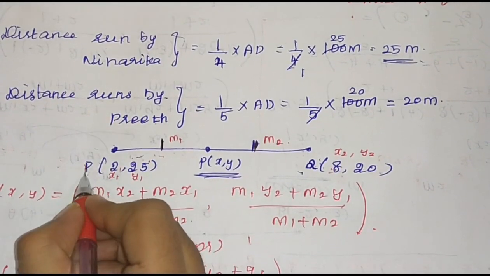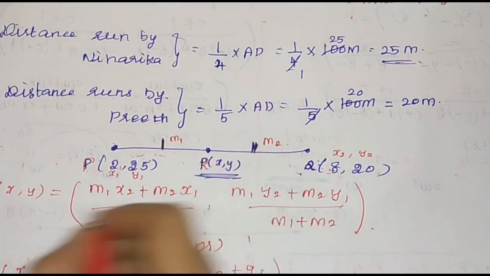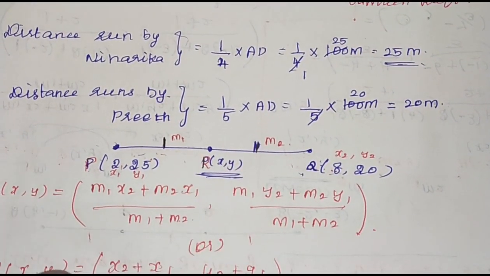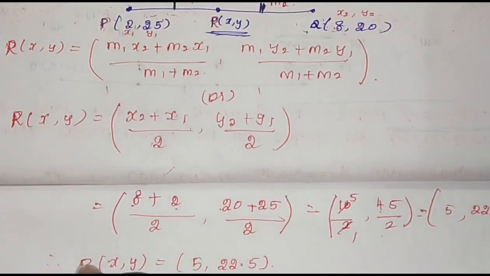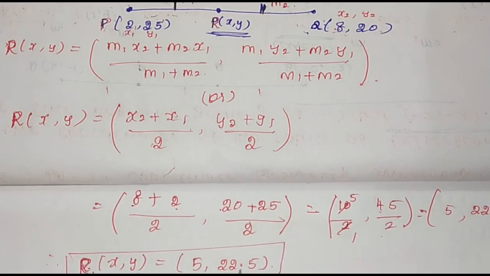Here I considered the P coordinate, here I considered Q, and here I am considering R. So instead of P I am writing R, because we should not write P two times. So R of x comma y equals 5 comma 22.5.